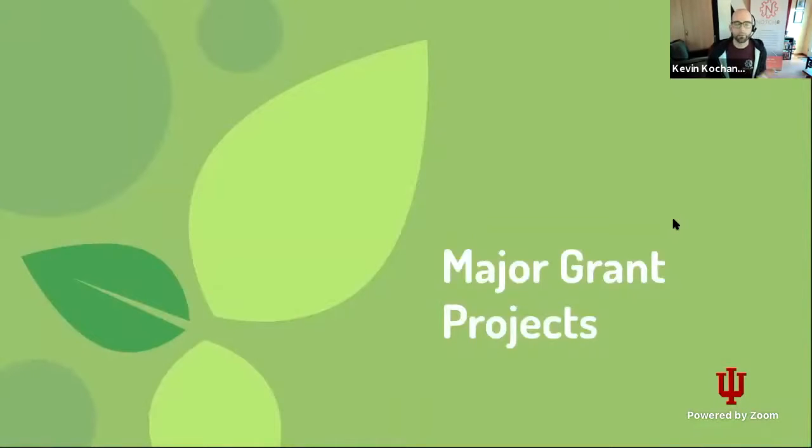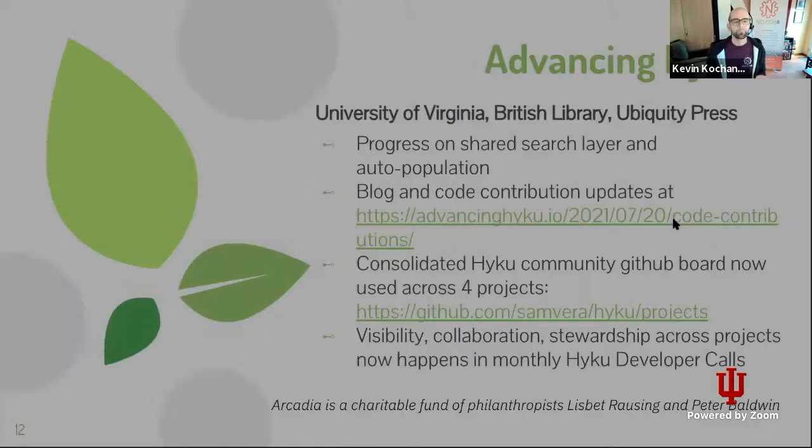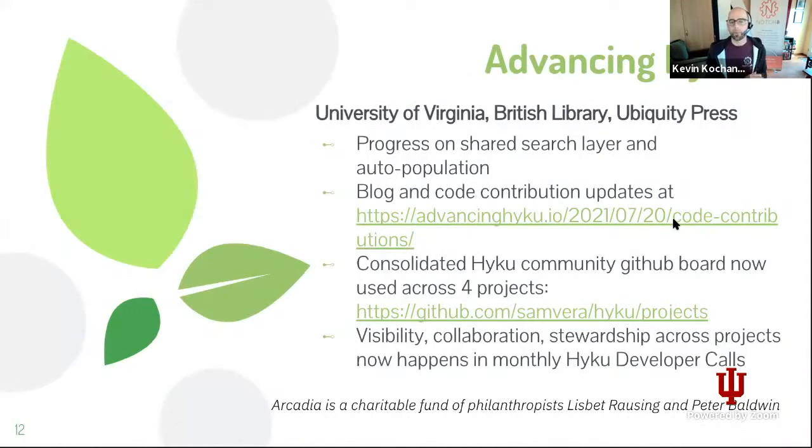A couple major grant projects around Hyku that we hear a bit about in the community. So I'll highlight those here. The Advancing Hyku project is a collaboration between the Arcadia Charitable Fund, British Library, University of Virginia, and Ubiquity Press. And just some high-level updates because they'll be talking a little bit later today in a panel. But there's continued progress on shared search layer and auto-population of content. They update their blog regularly about code contributions. So there's a link at advancinghyku.io.